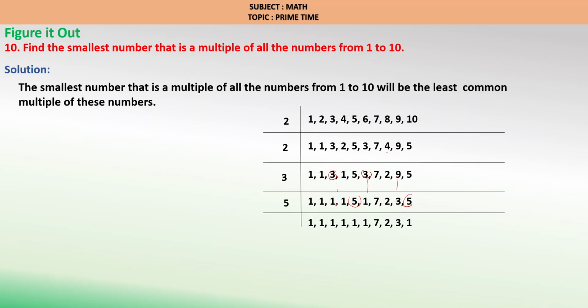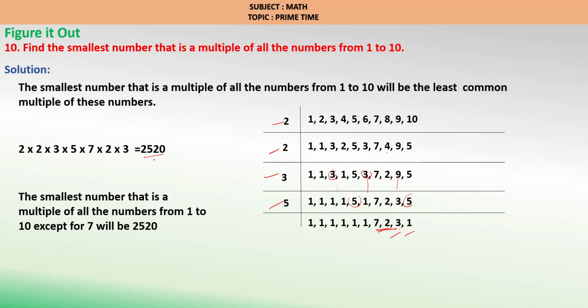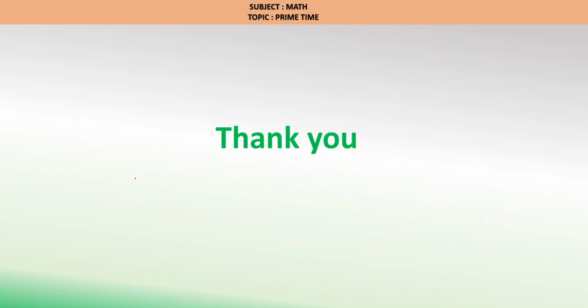Next 1 1 1 7 2 1. So here there is no common factor between 7, 2 and 3. All are prime numbers. Therefore, the multiplication of these numbers, 2 into 2 into 3 into 5 into 7 into 2 into 3, gives 2520. So the smallest number that is a multiple of all the numbers from 1 to 10 will be 2520. Thank you.